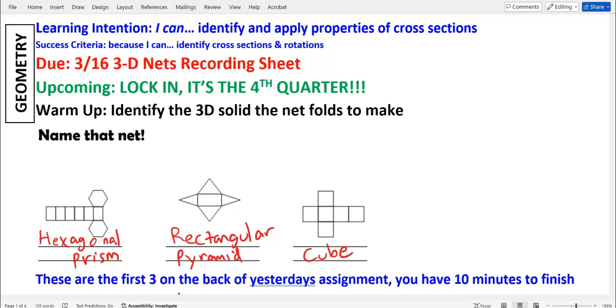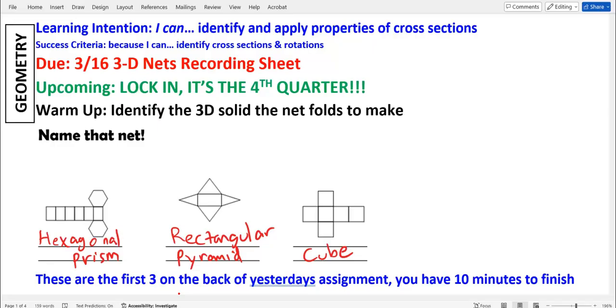How many of y'all ever seen a big old block of cheese? But then, if you want to put that on your sandwich, you're not going to put a big old block of cheese on your sandwich. You're going to do what? Get a little slice of that.